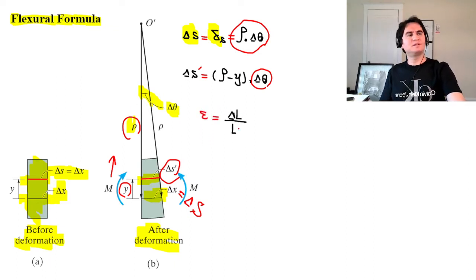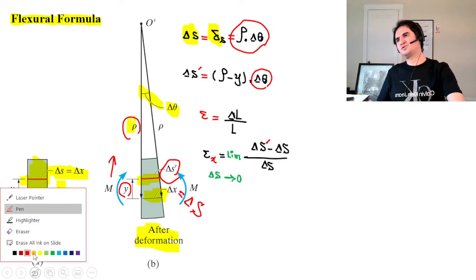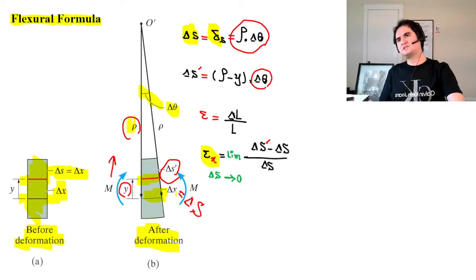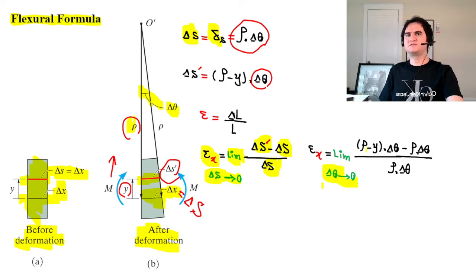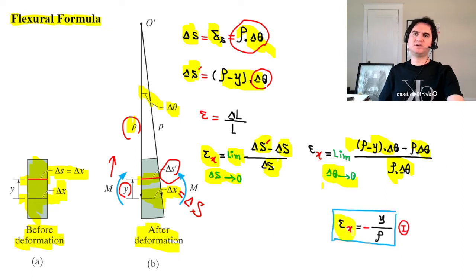And epsilon is nothing but delta L over the original length, the change in length over the original length. So if we want to show that in a limit condition, epsilon x, because we were talking about delta x, is the limit as delta s goes to 0 of delta s prime minus delta s over delta s. If you expand it based on delta theta and replace delta s prime, which is rho minus y times delta theta, we get rho minus y delta theta minus rho delta theta, which is delta s, over rho delta theta, which is delta s. If you expand this and simplify the equation, it gives you epsilon x equal to negative y over rho, and we call that equation 1. Let's see what else we have.